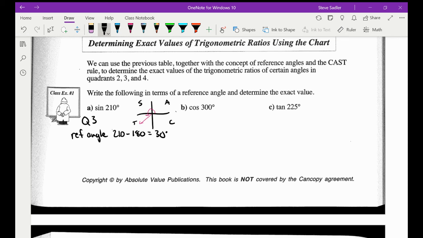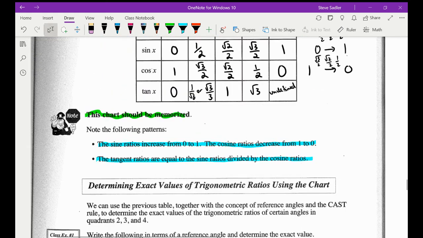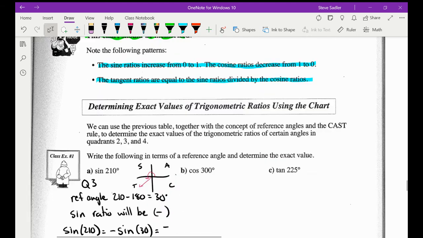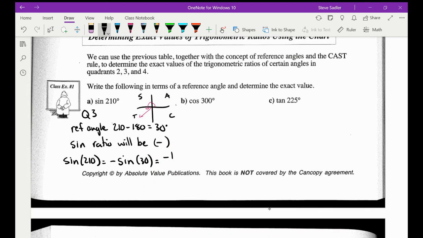So we know that sine ratio will be a negative value because it's in the third quadrant. So we know that sine of 210 should be the exact same as negative sine of our reference angle 30. And if we go to our chart, we'll carry that negative through. If we go to our chart, sine of 30 is 1/2. So the answer is going to be negative 1/2.